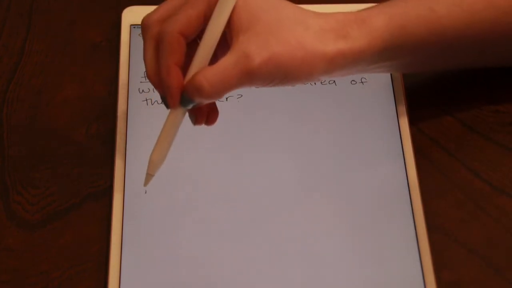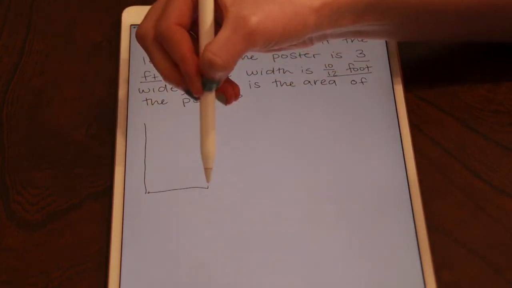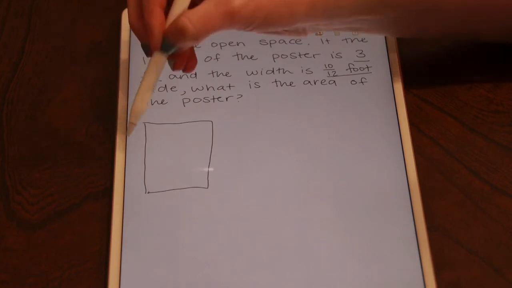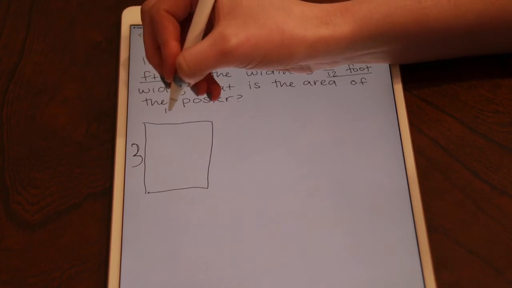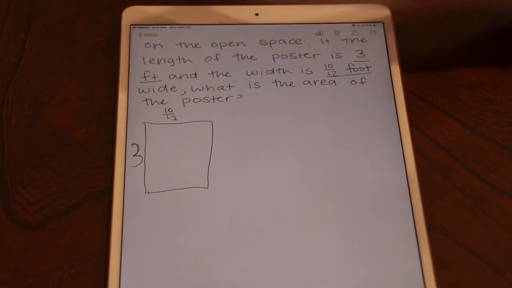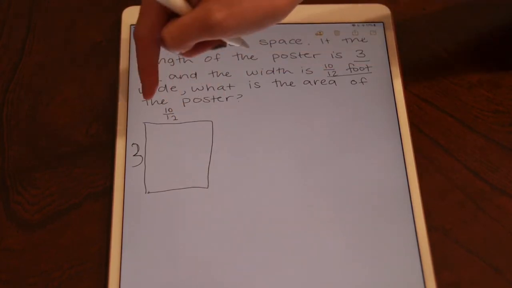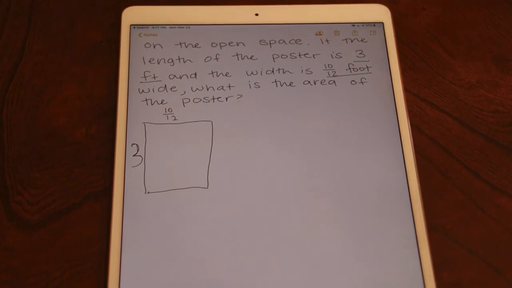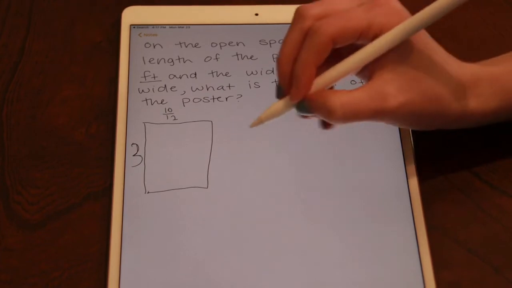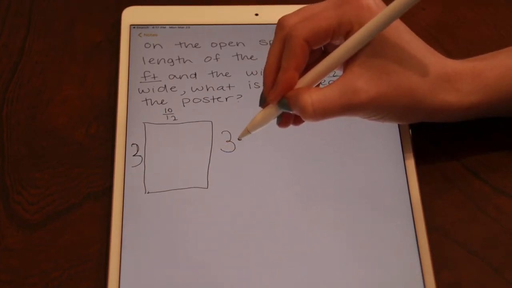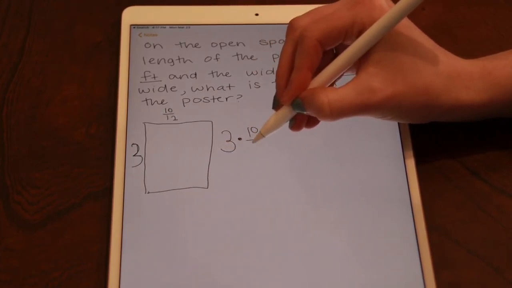So that would be something like this, where this is 3 feet long, and then 10/12 of a foot wide. I use multiplication. I do length times width to find the area. So I need to do 3 times 10/12.